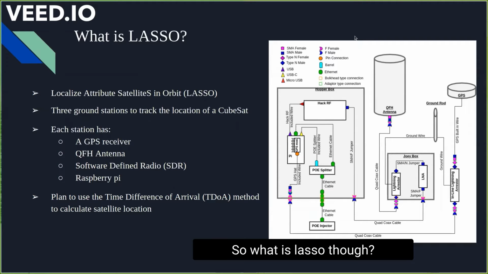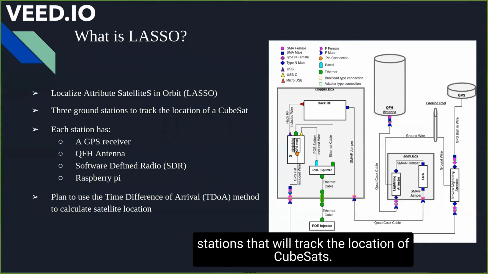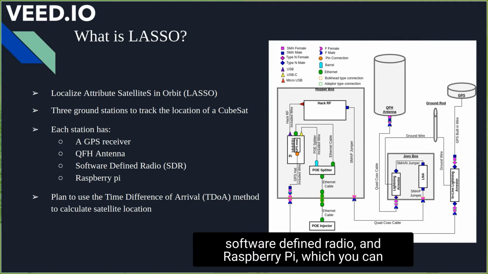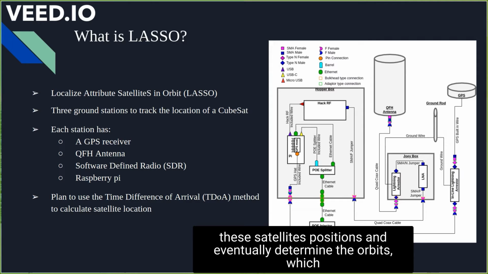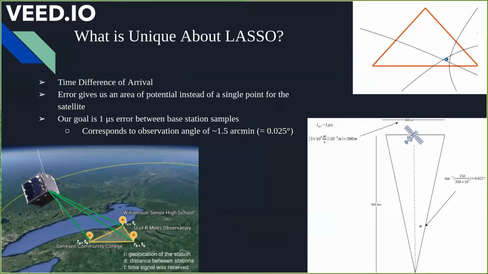Okay, so what is LASSO? So first off, it stands for Localized Attribute Satellites in Orbit. What we're doing is we have 3 ground stations that will track the location of CubeSats. Each ground station includes a GPS receiver, a QFH antenna, software-defined radio, and a Raspberry Pi, which you can see in the picture. There's all the connections, how it's set up at each location. And we plan to use TDOA, time difference of arrival, to calculate these satellites' positions and eventually determine the orbits, which Marilyn will show you on the next slide, how it's unique to our project.